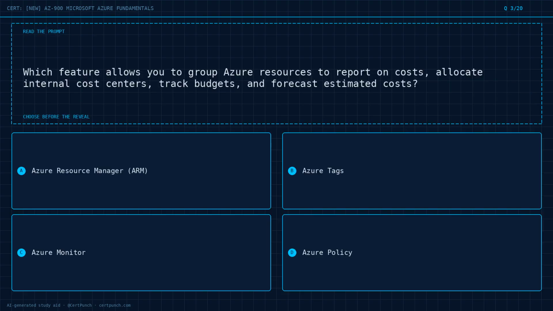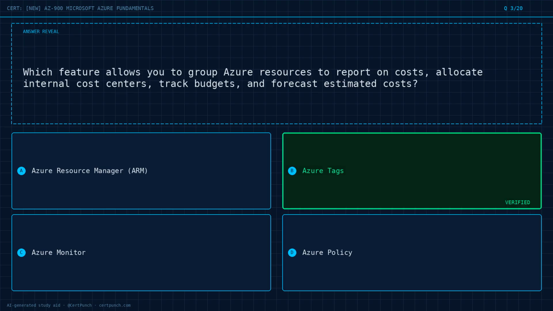Question 3 of 20. Which feature allows you to group Azure resources to report on costs, allocate internal cost centers, track budgets, and forecast estimated costs? Option A, Azure Resource Manager, ARM. Option B, Azure Tags. Option C, Azure Monitor. Option D, Azure Policy. Choose the best answer before the reveal. Commit to it now.